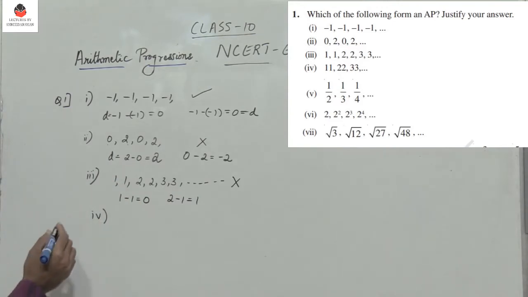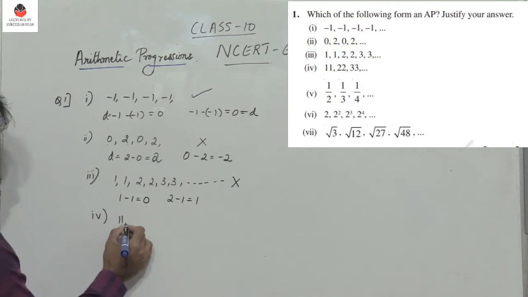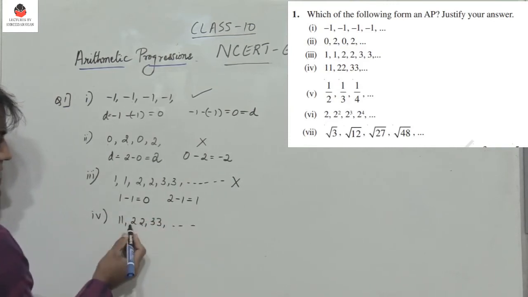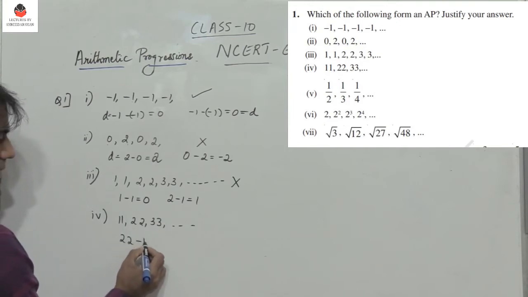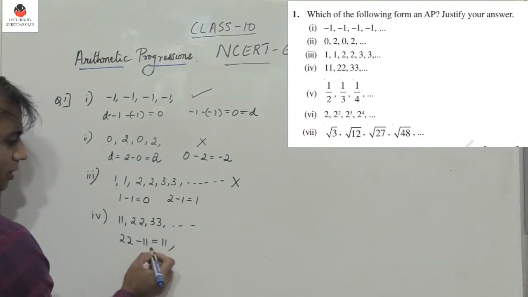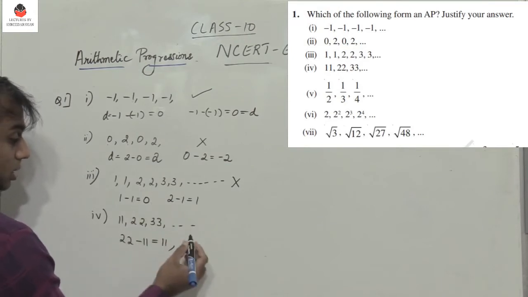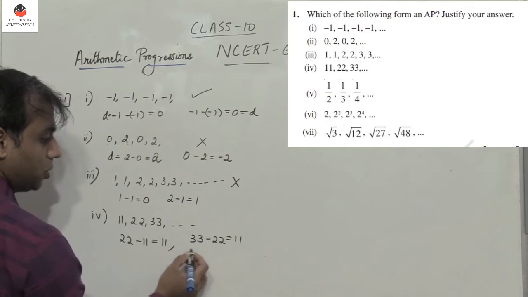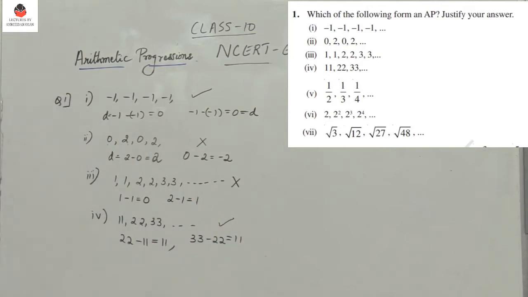Fourth one, we have 11, 22, 33 and so on. Second term minus first term, 22 minus 11 equals 11. Third term minus second term, 33 minus 22 is 11. Both the common differences are the same, so this is an arithmetic progression.